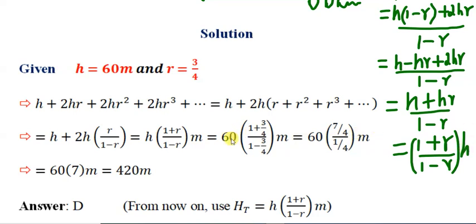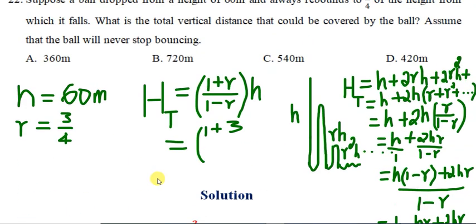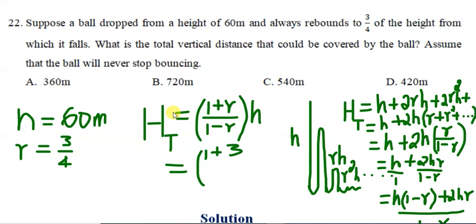Our h in this case is 60, and therefore the sum of 1 plus 3 over 4 gives us 7 over 4, and the difference of 1 and 3 over 4 is going to be 1 over 4. Cancel 4 and 4, then only we have 7 here. When 60 is multiplied by 7, it gives us 420 meters. Therefore, the total distance that could be covered by the ball in this case is 420 meters. That is the total vertical distance.